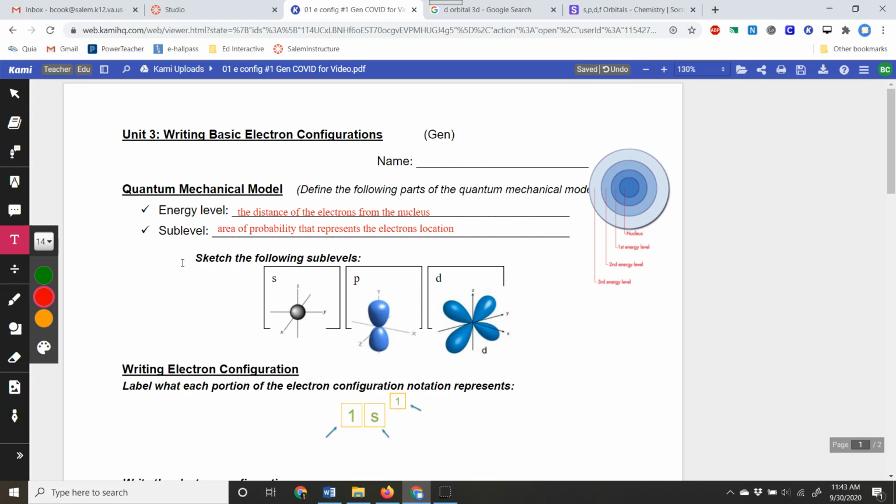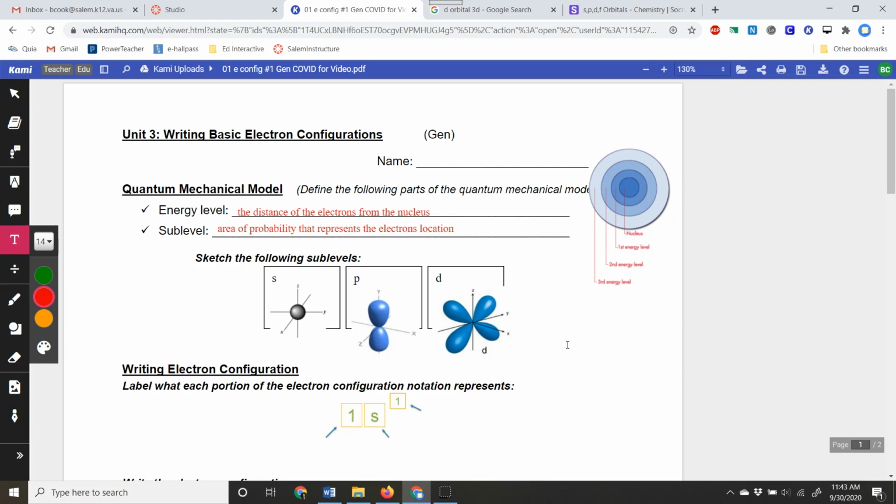These different clouds or areas of probability have names, and those names are letters. So the S area of probability looks like a sphere, the P area of probability looks like a figure 8, and the D area of probability looks like a 4-leaf clover. I've added those graphics here. Remember, these represent different areas of probability. The higher the energy, the more complex the shape of the area of probability.